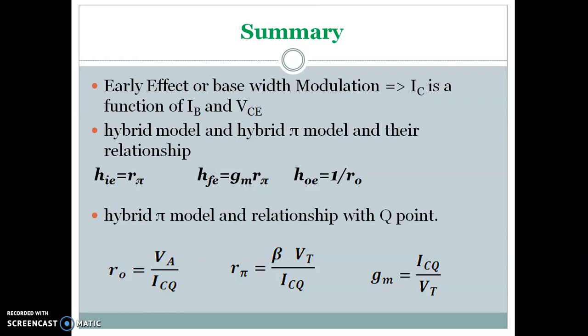So the hybrid pi model and its relationship with the operating point. Output impedance is given as early voltage by the operating current. R pi, the input impedance, is given as beta VT by ICQ, where VT is the thermal voltage. And transconductance gm will be equal to ICQ by VT.